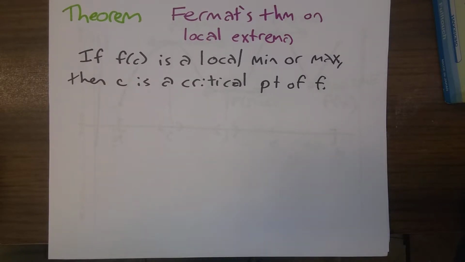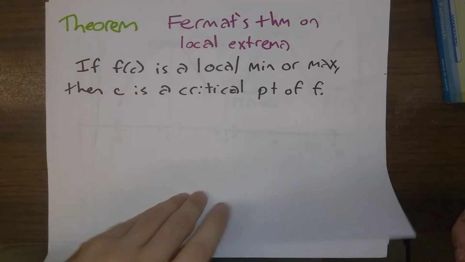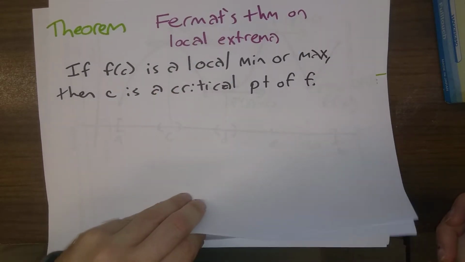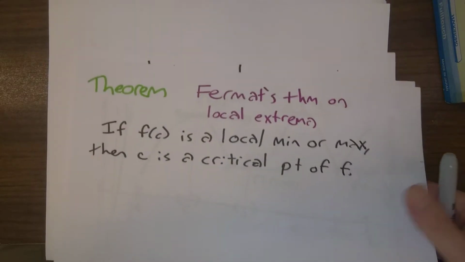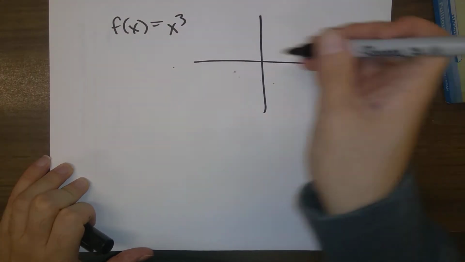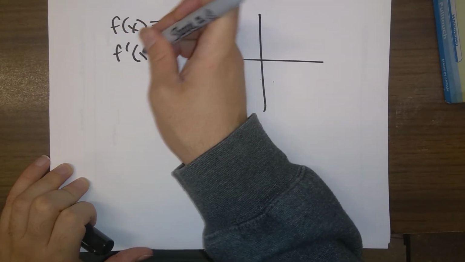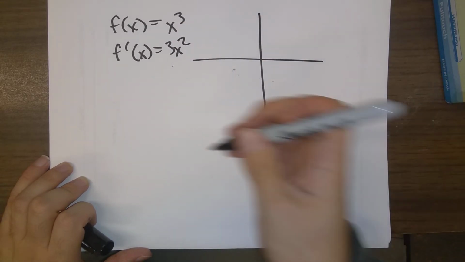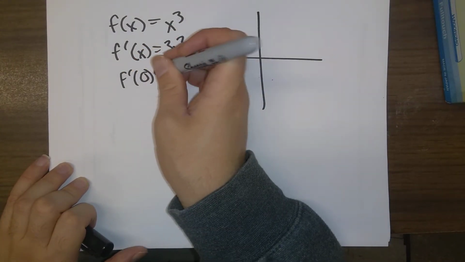So if we're trying to find local mins or maxes, the only places that we have to look are the critical points, where the derivative equals 0 or does not exist. But let me point out that it is worth noting that just because the derivative is 0 doesn't mean that we are guaranteed to have a min or a max. So for example, we thought about f of x equal to x cubed. The derivative, f prime of x, is 3x squared. And so we see here f prime of 0 is equal to 0.